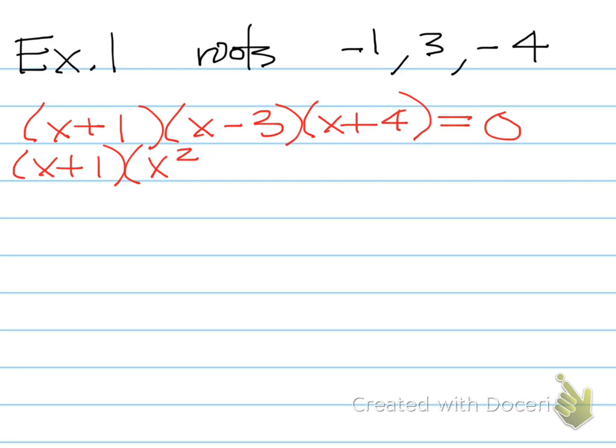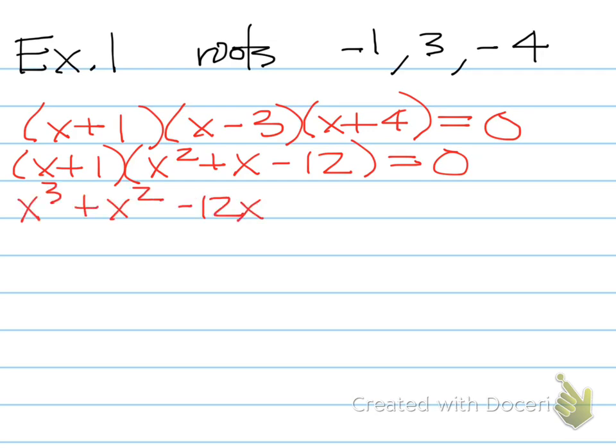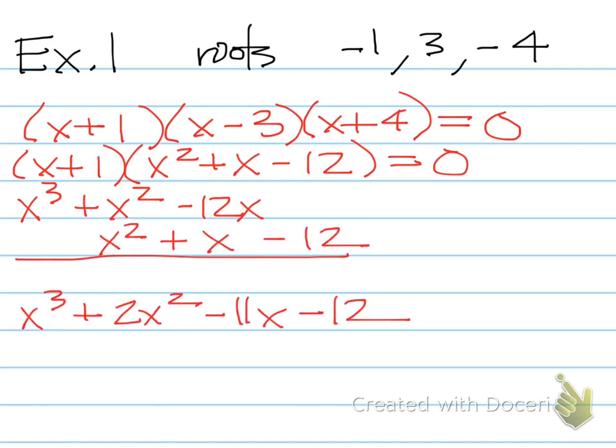X times x is x squared. And then the inner and outer terms are -3x and 4x. -3x plus 4x is x. And then -3 times 4 is -12. Now we need to distribute the x and the 1 to the x squared plus x minus 12. When we distribute the x, we get x cubed plus x squared minus 12x. When we distribute the 1, we get x squared plus x minus 12. Add up the like terms, and we get our polynomial.